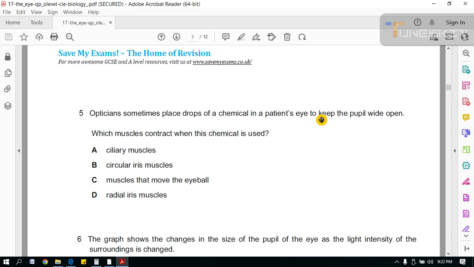Opticians sometimes place drops of a chemical in a patient's eye to keep the pupil wide open. Which muscles contract when this chemical is used? Pupil wide open. This is very important for you. So when the pupil becomes wide, it is very much important.